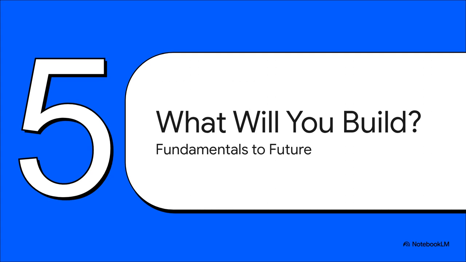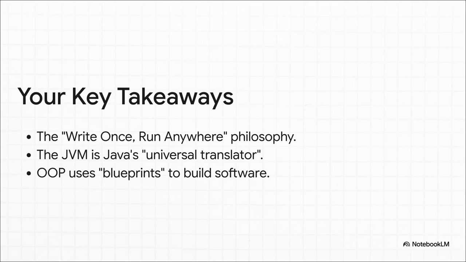So, after all that, what's the big picture? We've gone over the core ideas that made Java such a powerhouse. Now let's tie it all together and think about what comes next. So, let's just quickly recap the 3 biggest takeaways. First, that revolutionary idea. Write once, run anywhere. Second, the magic behind it all, the JVM, which acts as a universal translator. And third, the smart way it organizes code using blueprints and objects.